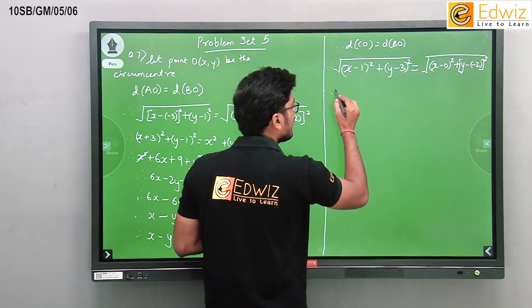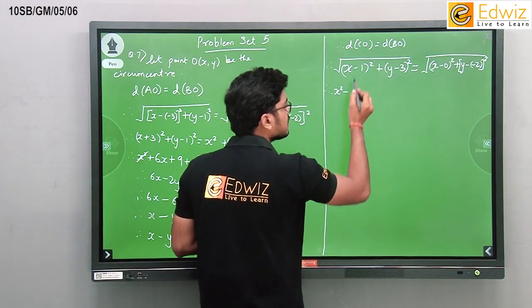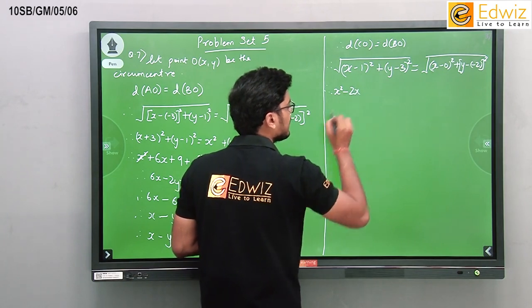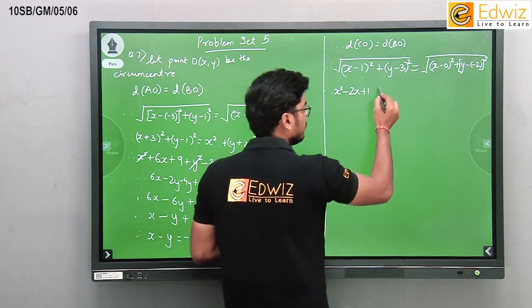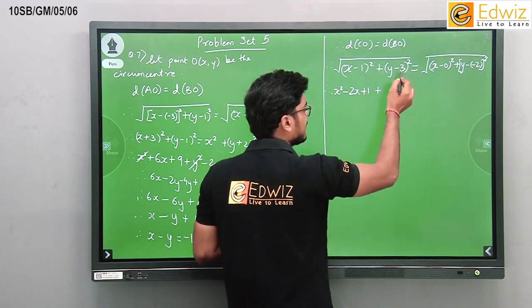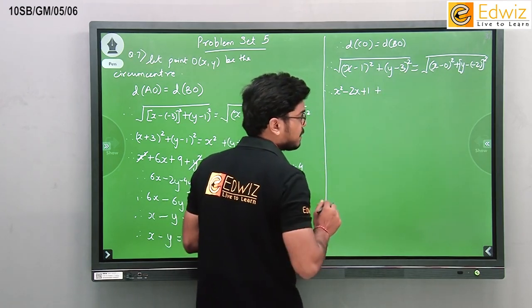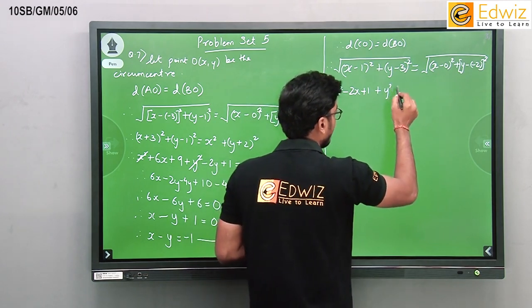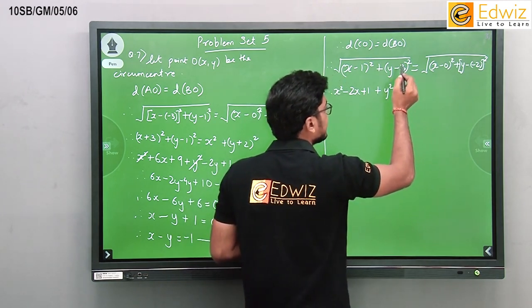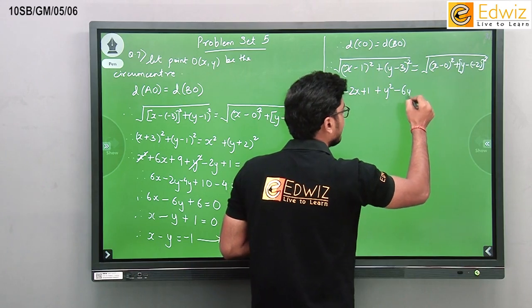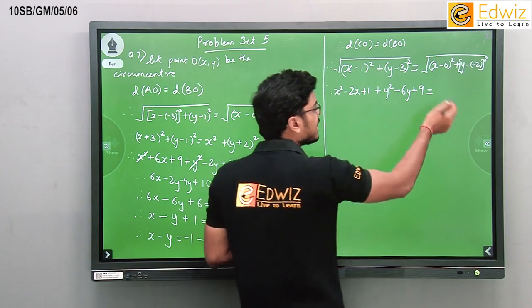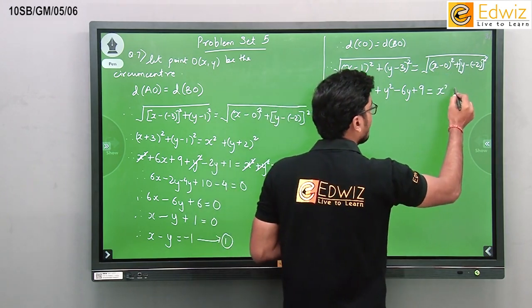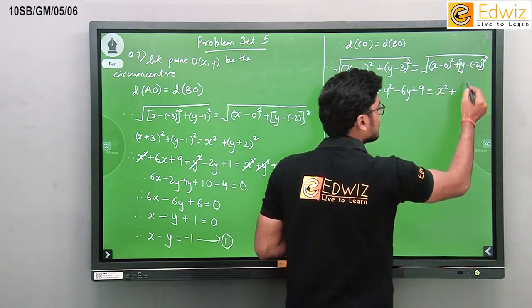So this will become x square minus 2 into x into 1, that is 2x, plus 1 square, that is just 1, plus y minus 3 the whole square, same उसी तरह से expand करेंगे. So y square minus 2 3s are 6 into y, 6y plus 3 square is 9 equal to, यहां पे क्या मिल रहा है x square plus y plus 2 the whole square.